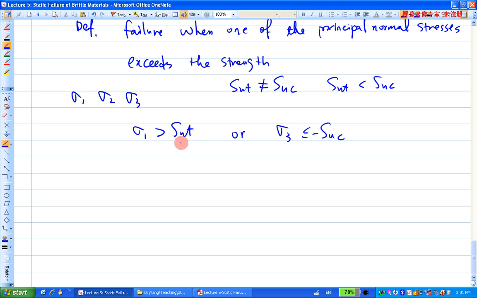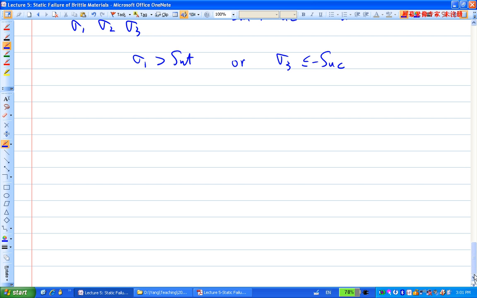So what do we compare? We look at the 3 principal normal stresses. If this is greater than that, it's a failure. If this is less than that, it's a failure. I guess it's best that I illustrate this using Mohr circles here. It's actually quite simple.